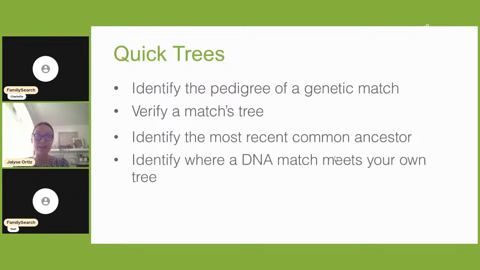What is a quick tree? A quick tree is a tool used to identify the pedigree of a genetic match. It's used to verify a match's tree, identify the most recent common ancestor, and identify where a DNA match meets your own tree.